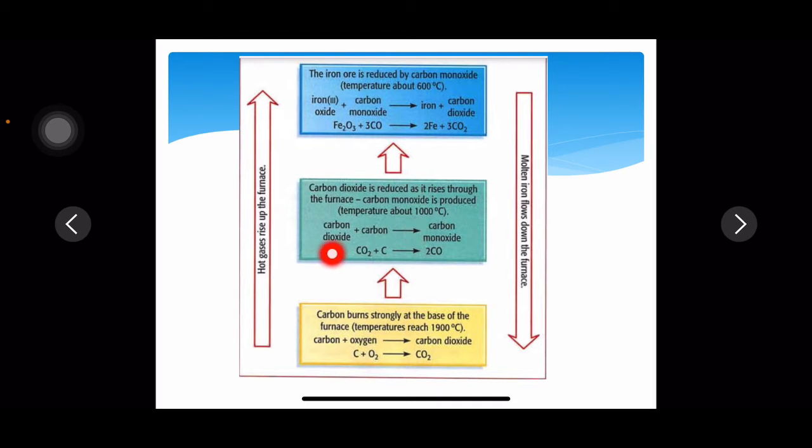Then this carbon dioxide reacts with further carbon and it is changed into carbon monoxide. So here you can see reduction happens. Carbon dioxide is reduced to carbon monoxide, and here temperature drops. After that, this carbon monoxide is used to reduce iron oxide ore. Iron oxide reacts with carbon monoxide.